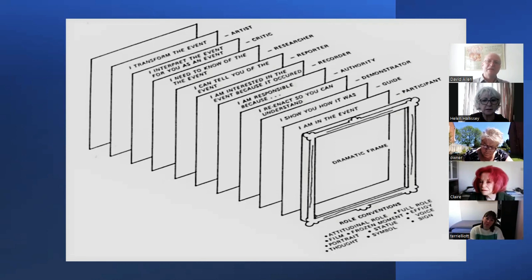Reporter, I can tell you of the event. Researcher, I need to know of the event. Critic, I interpret the event for you as an event. Artist, I transform the event. So what is this all about?